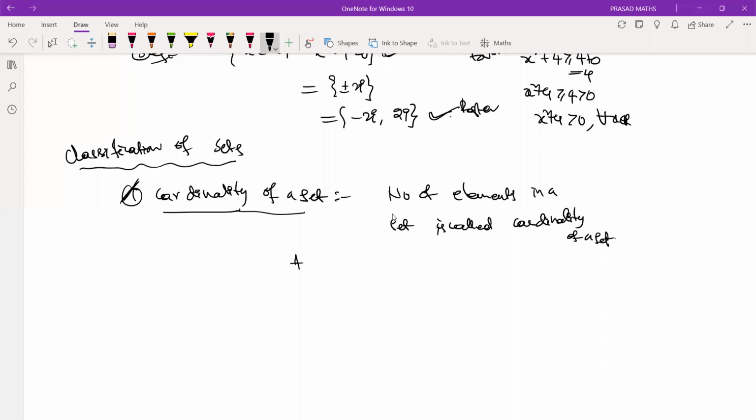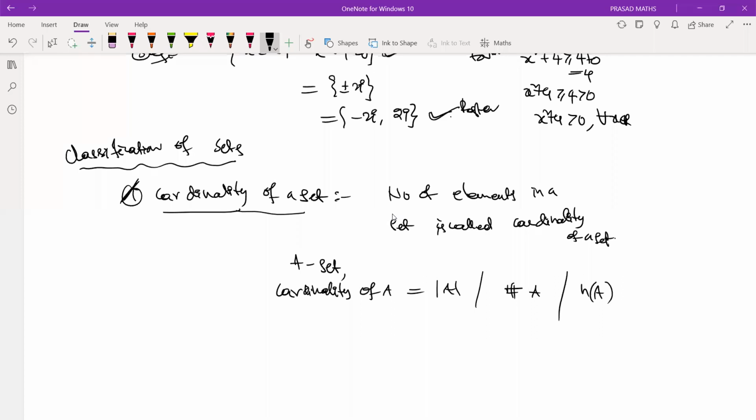Suppose A is my set. Generally, the cardinality of A is simply denoted by, there are several notations actually. You can use this modulus notation, or like this, or n of A, number of elements. So these are the ways of representing the cardinality of A.